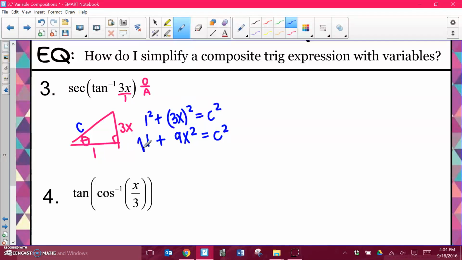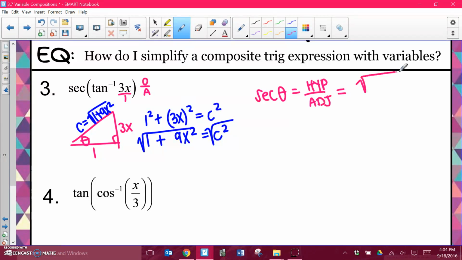So now at this point, this one's nice again. I can just take the square root of both sides, and I know that my hypotenuse would be equal to the square root of 1 plus 9x squared. And then I'm going to go ahead and find my secant of theta. So my secant value is going to be the reciprocal of cosine. So we'd have hypotenuse over adjacent. So my hypotenuse was that square root thing, the square root of 1 plus 9x squared, all over my adjacent side, which was 1. So again, I can kind of ignore my denominator if it's a 1.